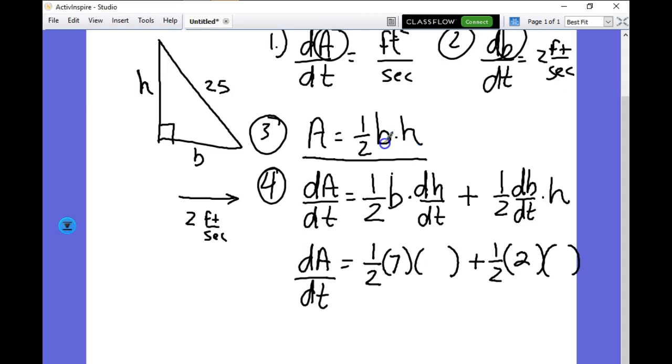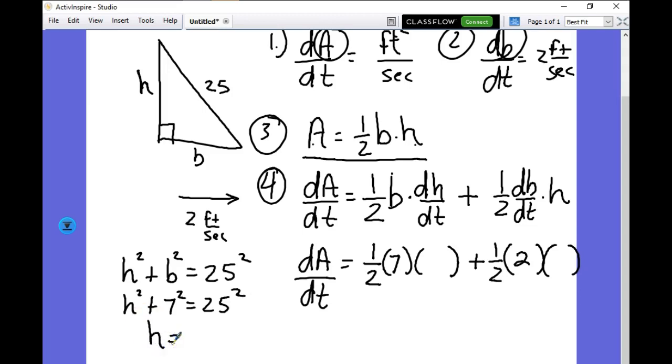Because all we know is the base, but I don't know the area, and I also don't know the height. You can't solve an equation with two unknowns. But if I use the Pythagorean theorem, I can solve for h, right? Pretty sure I've solved this out quite a few times, and every time it keeps coming out to be 24 if I'm not mistaken. So h is 24.